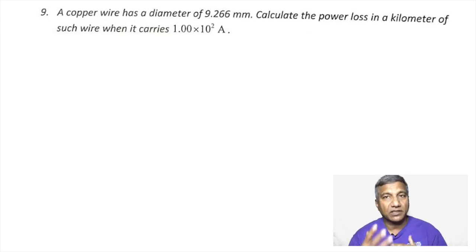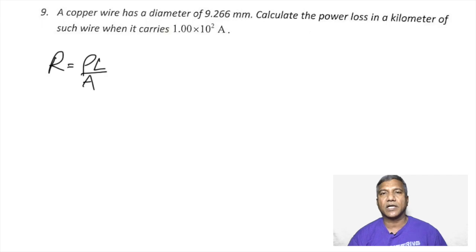And remember, the bigger the current, the more the loss. So here the current is huge, it's 100 amperes. So definitely the power wasted is going to be big. To calculate that, first we have to calculate the resistance of the cable. The resistance is given by rho L by A.